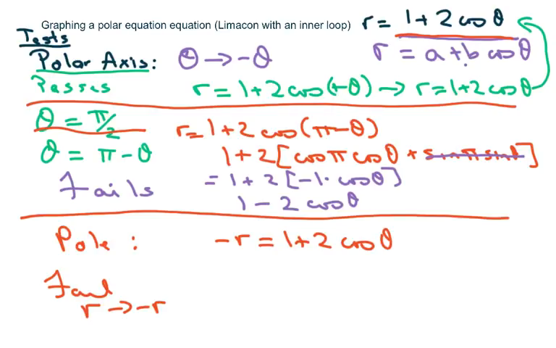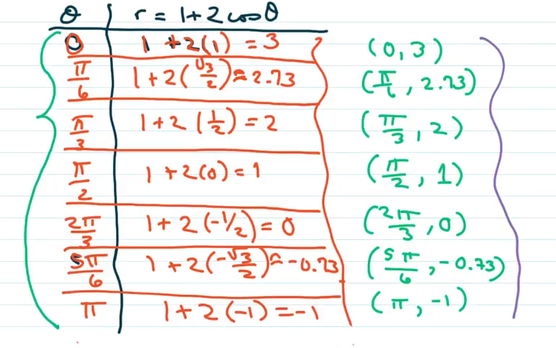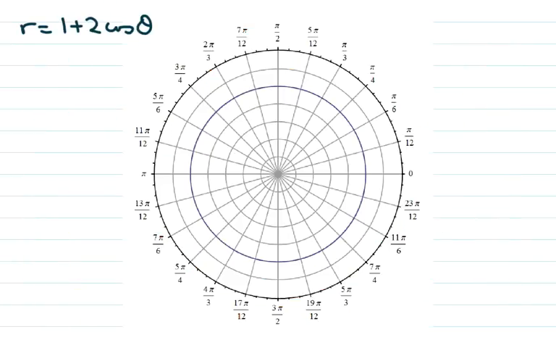So here we go. Since the test passes for the polar axis, I based my table on the x-axis, meaning going from 0 to pi. So I'm going to graph on top from quadrant 1 and quadrant 2 because it's symmetric to the x-axis. I already did the table of values here to save time. And there are my key points I want to graph. So here we go. We try to graph this.